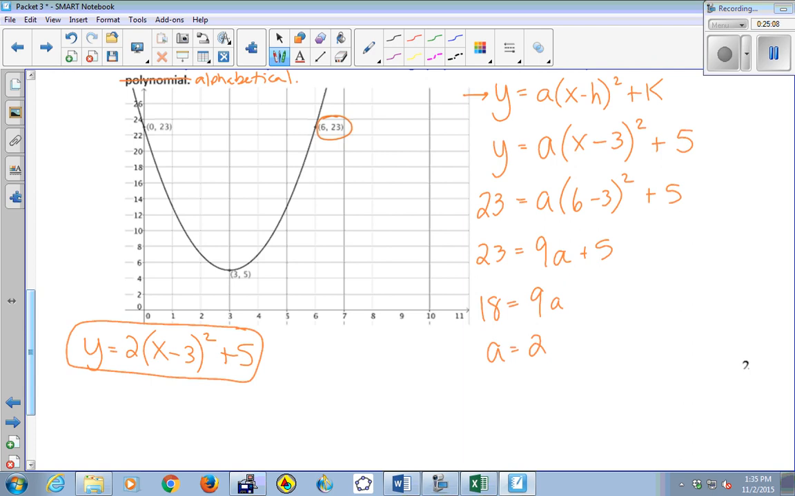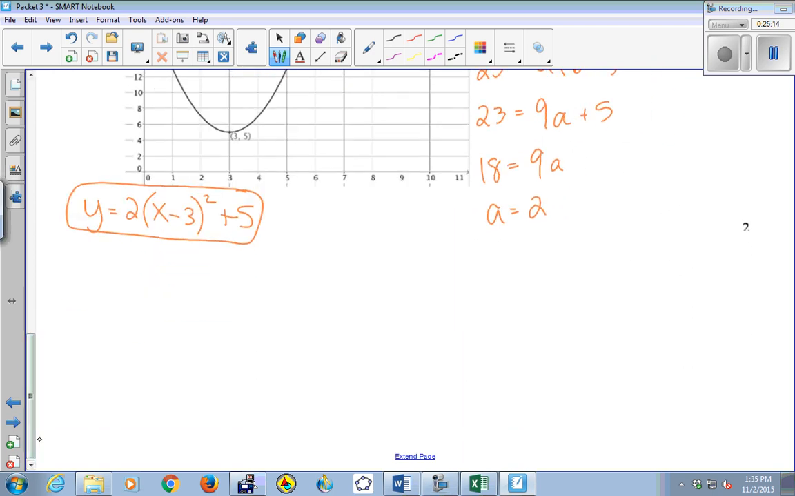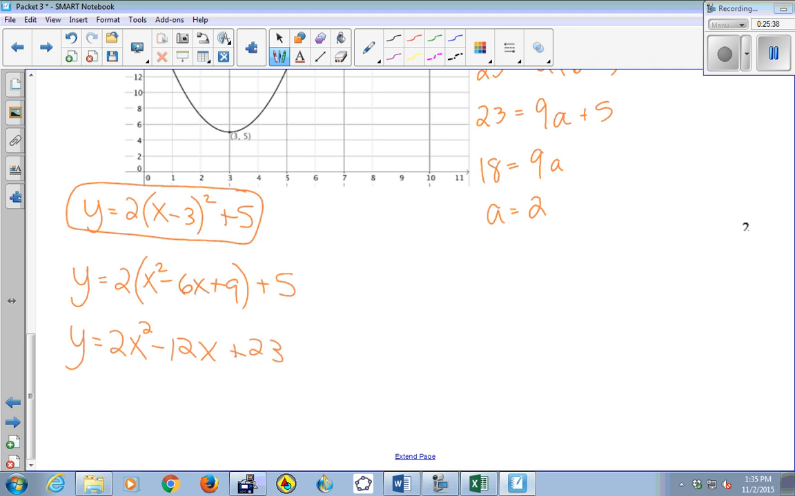All right, so that's my standard form. And then to also write it in alphabetical form, just square the x minus 3. So I copy the 2 down. x minus 3 times x minus 3 is x squared minus 6x plus 9. And then distribute the 2 and combine like terms. So I have 2x squared minus 12x. 2 times 9 is 18, plus 5 is 23.